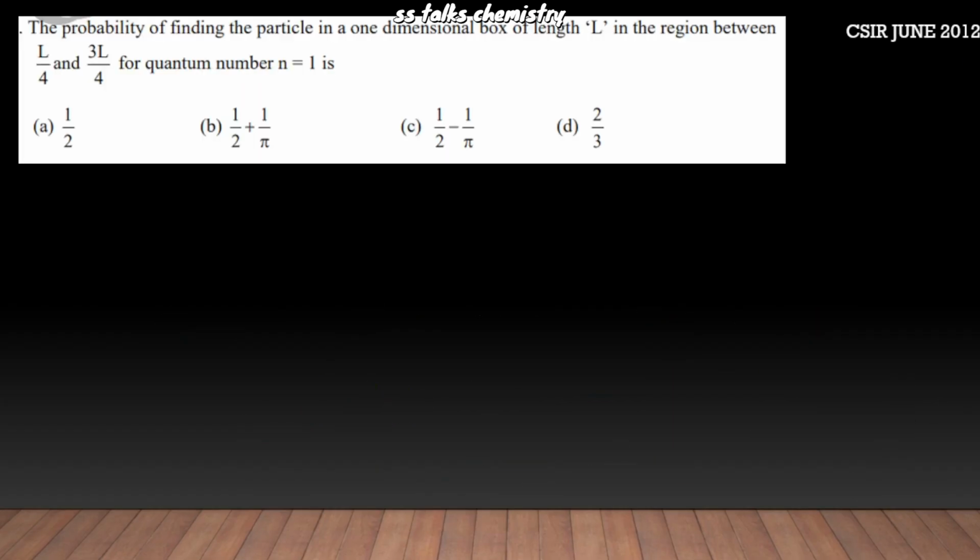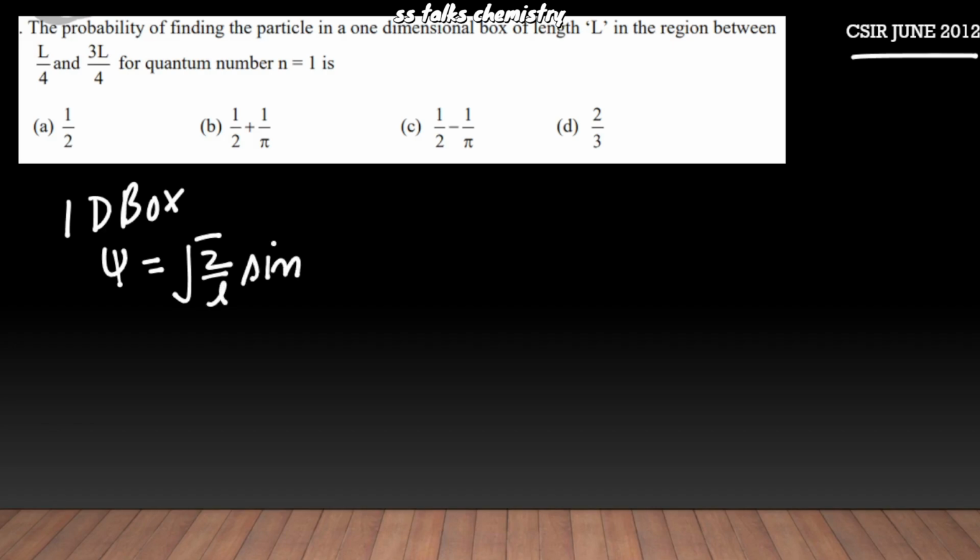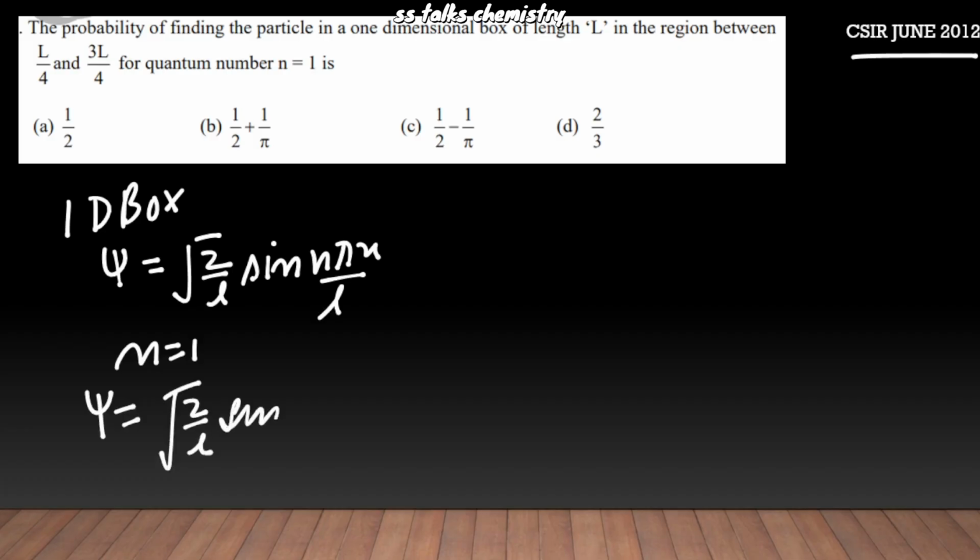Okay. Next, from the same paper, CSIR June 2012, the probability of finding a particle in a 1D box of length L in the region between L by 4 and 3L by 4. The n value is 1. For a 1D box, the wave function is root of 2 by L into sine of n pi x upon L. Right. The n value here is 1. So the wave function is root of 2 by L into sine of pi x upon L.